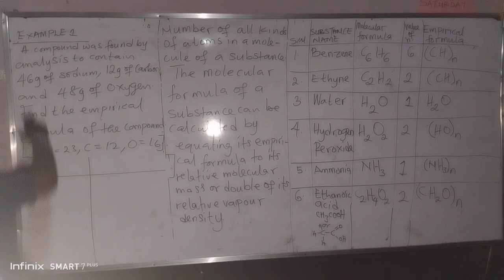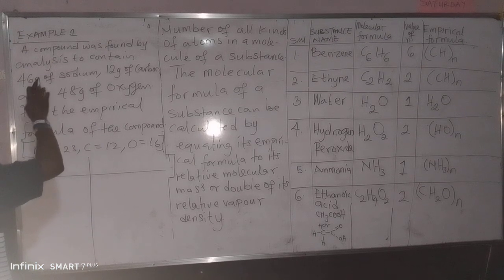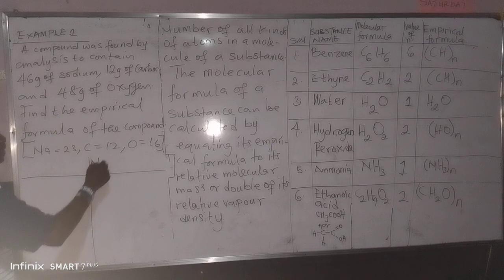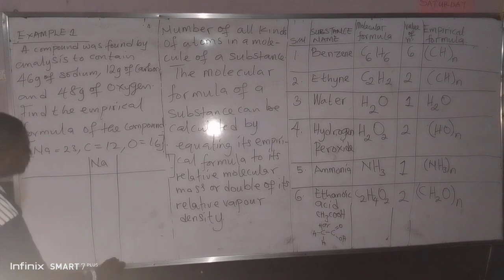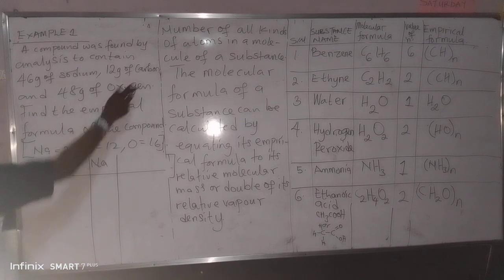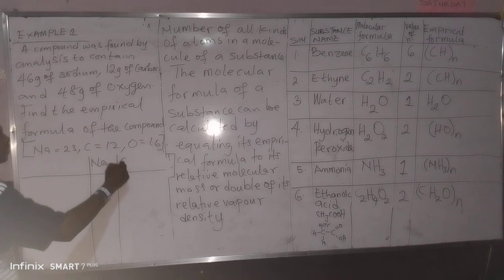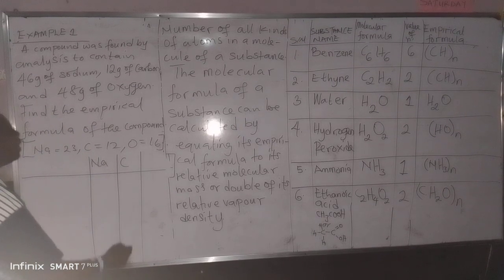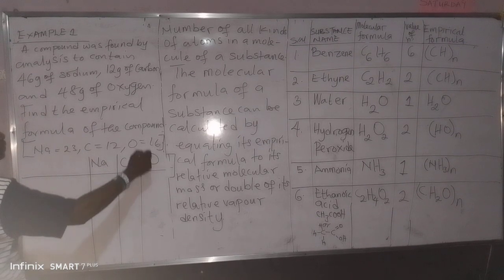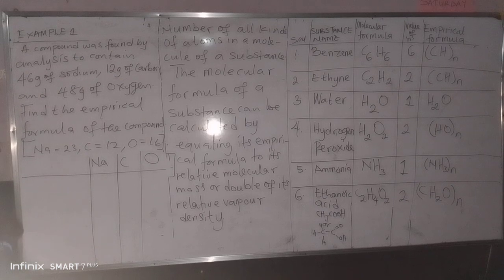Write the symbol of all the elements mentioned here. The first one is it contains 46 grams of sodium. Sodium is Na. 12 grams of carbon. Carbon is C. And what? Oxygen. Then you have to memorize these 4 steps.